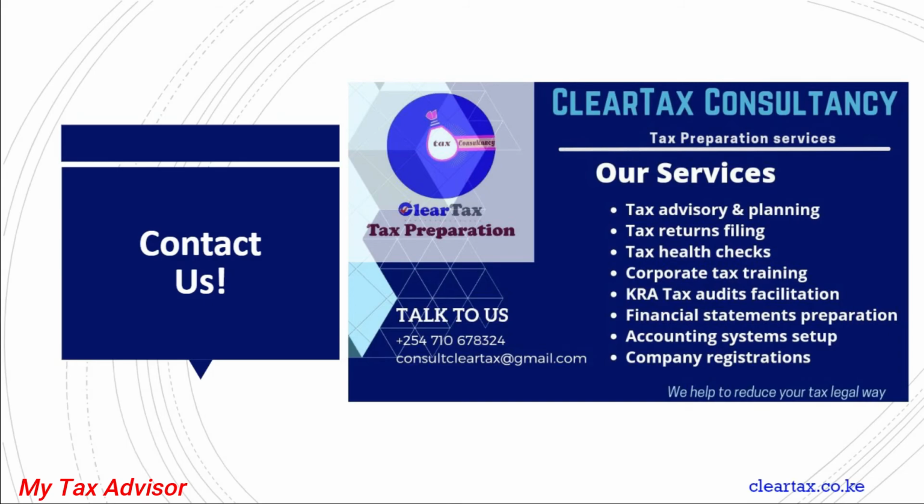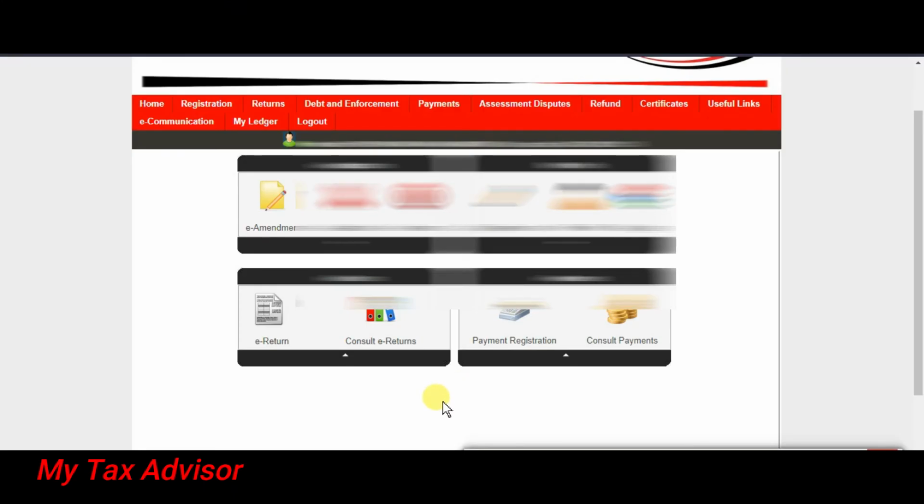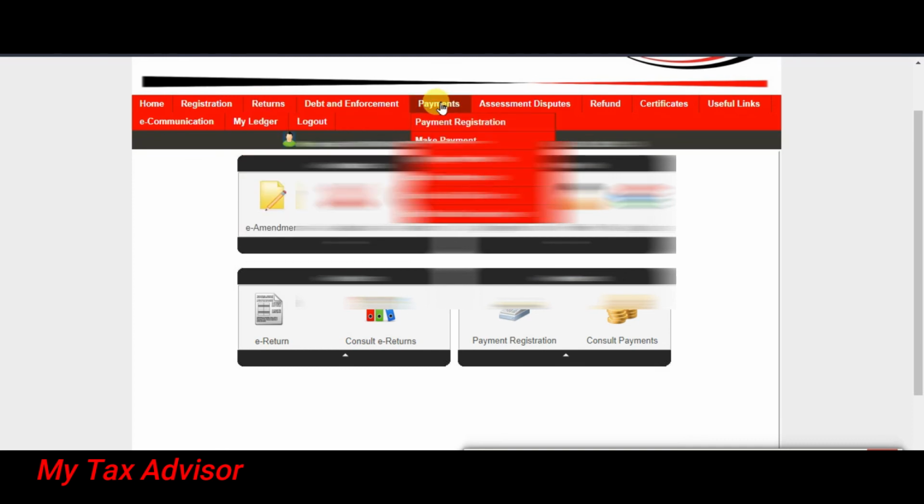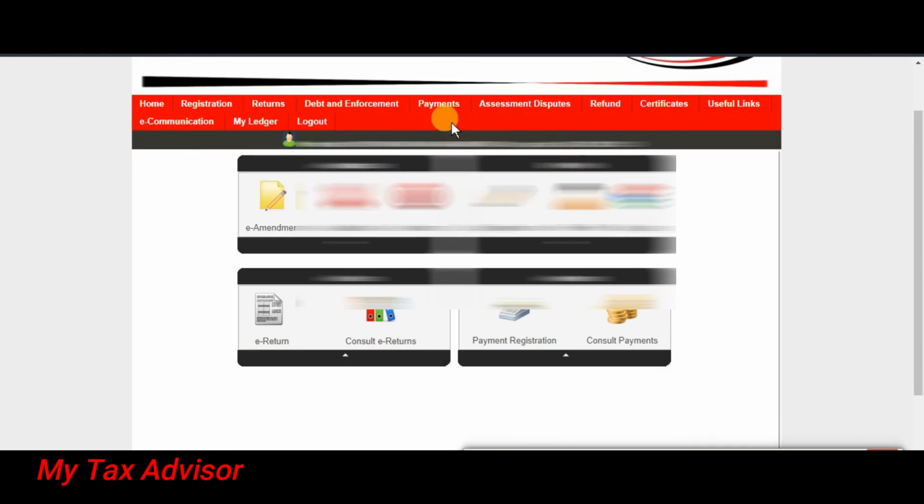Come along. So just to clarify one or two points here, this is not a return that we are submitting, so we are not filing the return. We are making payment of installment tax. So you will not go to the return section, you'll go to the payment registration. All right.